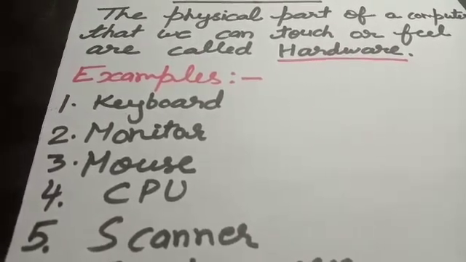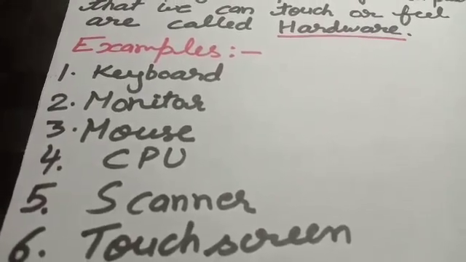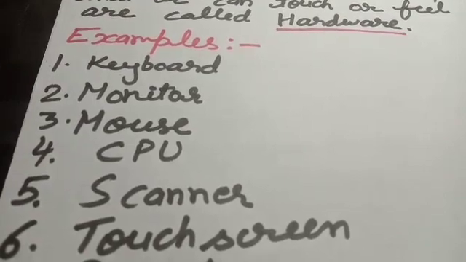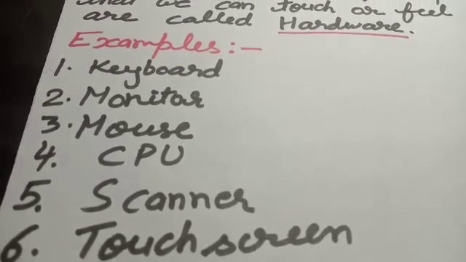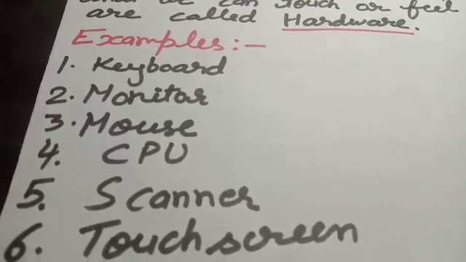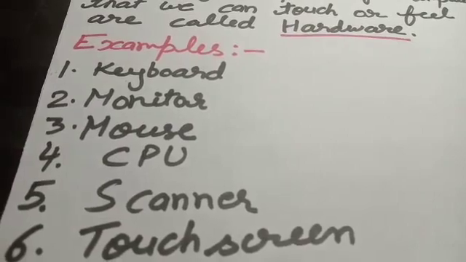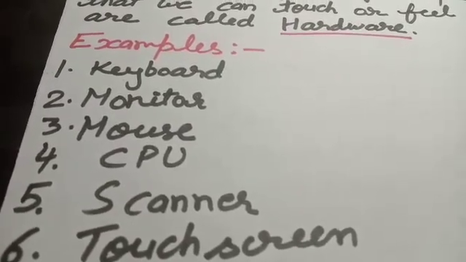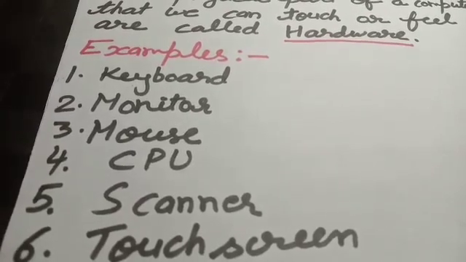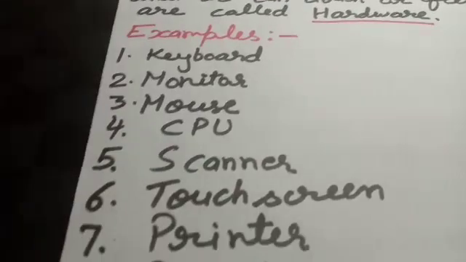That is called scanner. Second is touch screen. This is very common nowadays. In ATM you have seen the touch screen. Whenever you are going to the ATM, whatever commands you want to give, withdraw the money, see the mini statement and deposit the money, many more functions related to your bank transaction that you can do by touching the screen. So that is a very important thing, that is called touch screen.